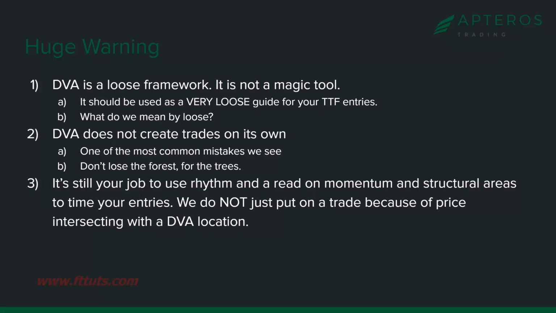What do we mean by loose? Well, areas, not lines. Don't get too hung up on anything precise. Just in general, if it's pretty rotational, look to fade extremes. In general, if you're really bullish and it gets imbalanced, you can go with a general imbalance. Doesn't mean that the pullback has to pull perfectly back to developing value. It could pull deeper. It could pull shallower. Just use it as a general framework. And again, to beat the dead horse, developing value area does not create trades on its own.